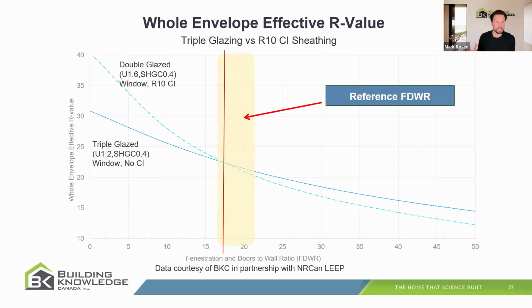Something else that really guides us when we're making decisions about our windows is what is the ratio of window to wall in our home? Do we have lots of very big windows?